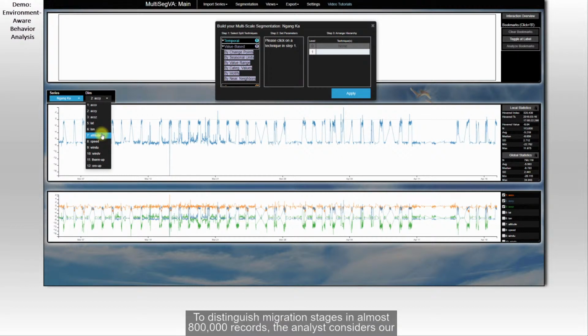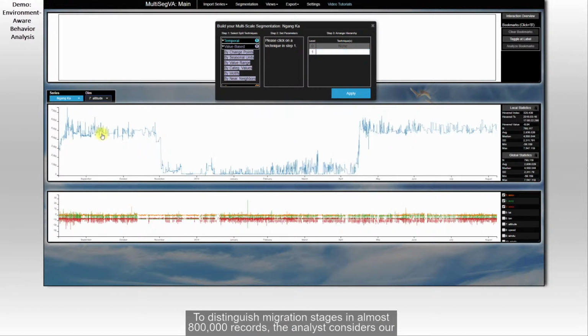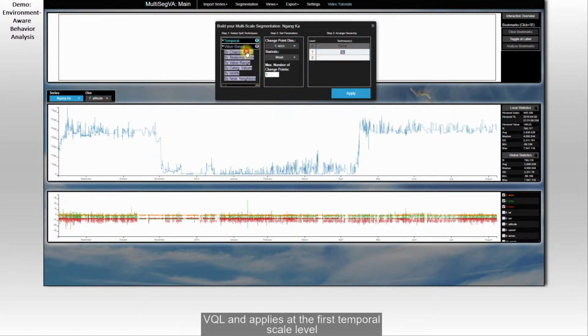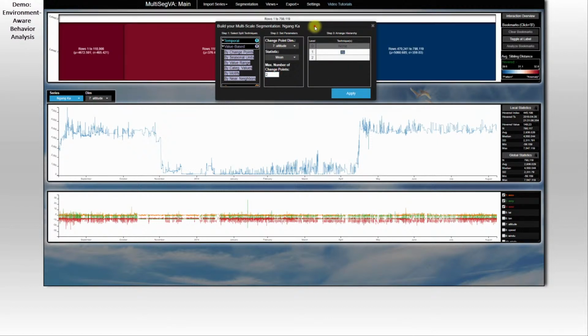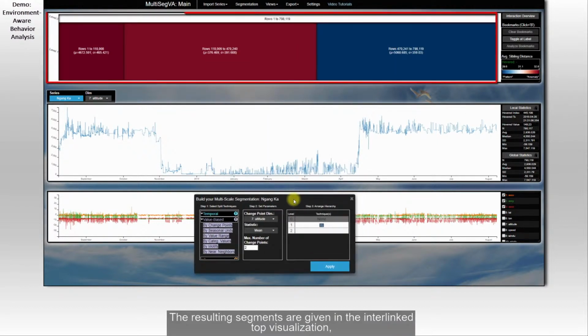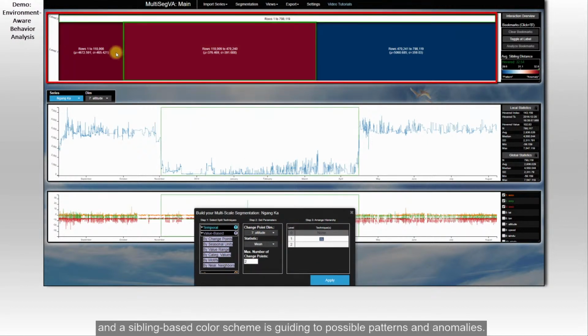To distinguish migration stages in almost 800,000 records, the analyst considers our VQL and applies at the first temporal scale level change point detection in the altitude dimension. The resulting segments are given in the interlinked top visualization, and a sibling-based color scheme is guiding to possible patterns and anomalies.